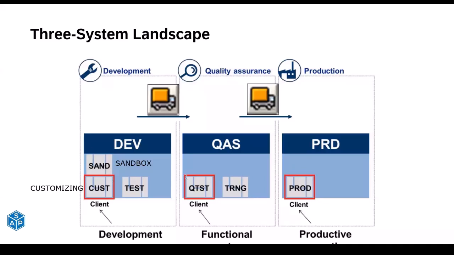In your quality system, the main client will be your QT, the quality client, the quality assurance system client. This is the main client where all the changes from development will be imported, and after testing in your quality client, they will be moved to your production system. Your quality system may have more than one client: one for quality testing, another for training purposes. For example, if it's a big company, there are thousands of employees working in the company.